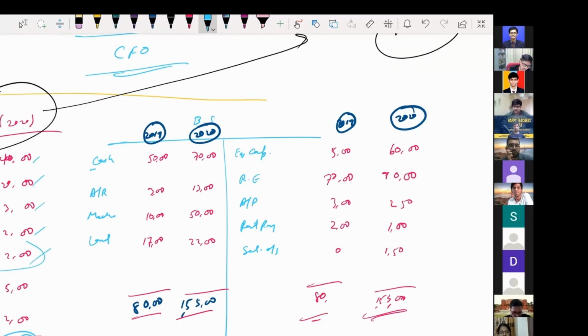Depreciation is a non-cash item which is reducing my profit by 2 lakh rupees. So I want to adjust it back. So how do I adjust, or how do I remove the effect that you have subtracted 2 lakh rupees? I will add it now.